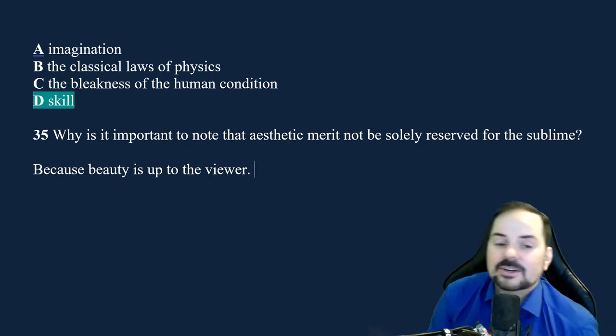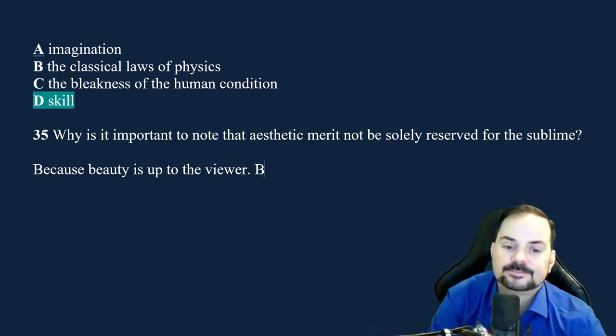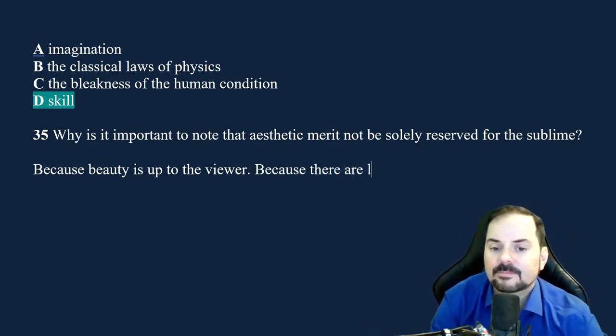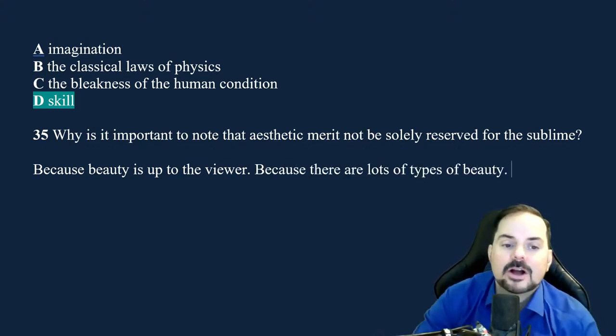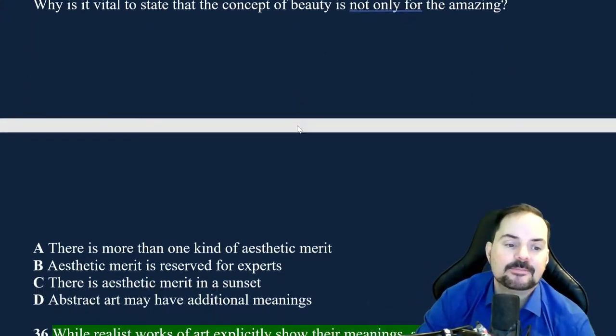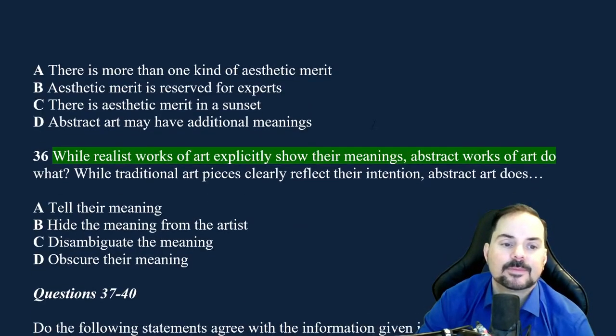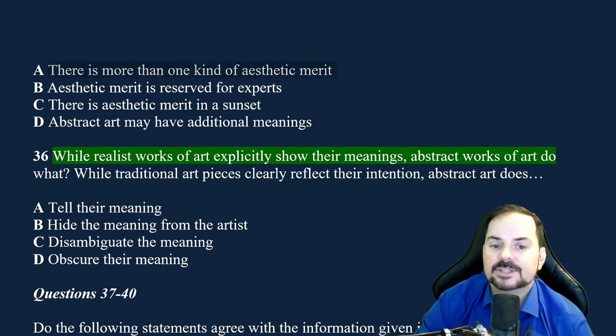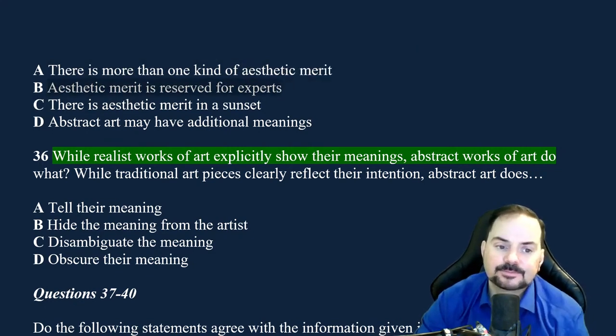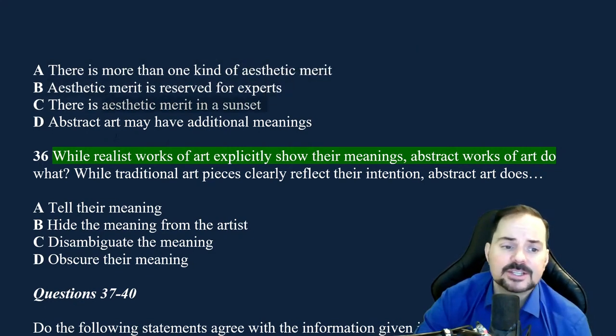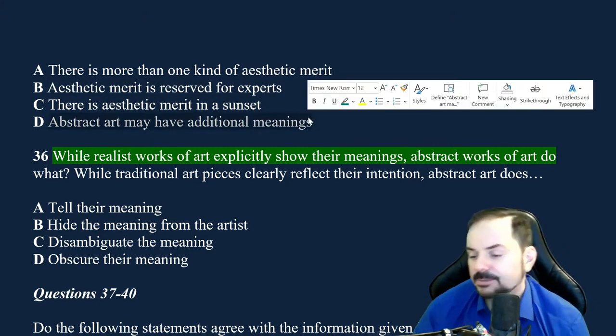Okay, Akira says there are lots of types of beauty. Sure. Okay, now let's check it out. There is more than one kind of aesthetic merit. Aesthetic merit is reserved for experts. There is aesthetic merit in a sunset. Abstract art may have additional meanings.